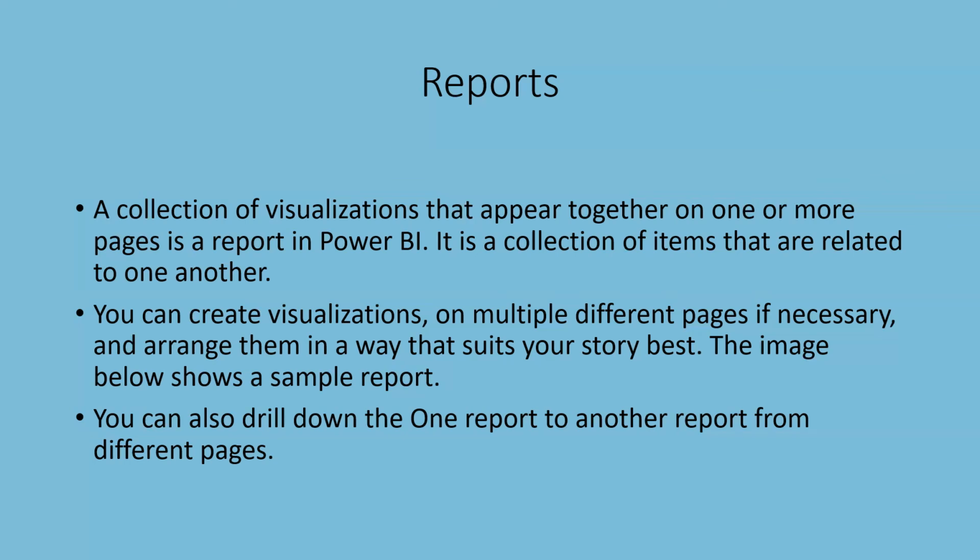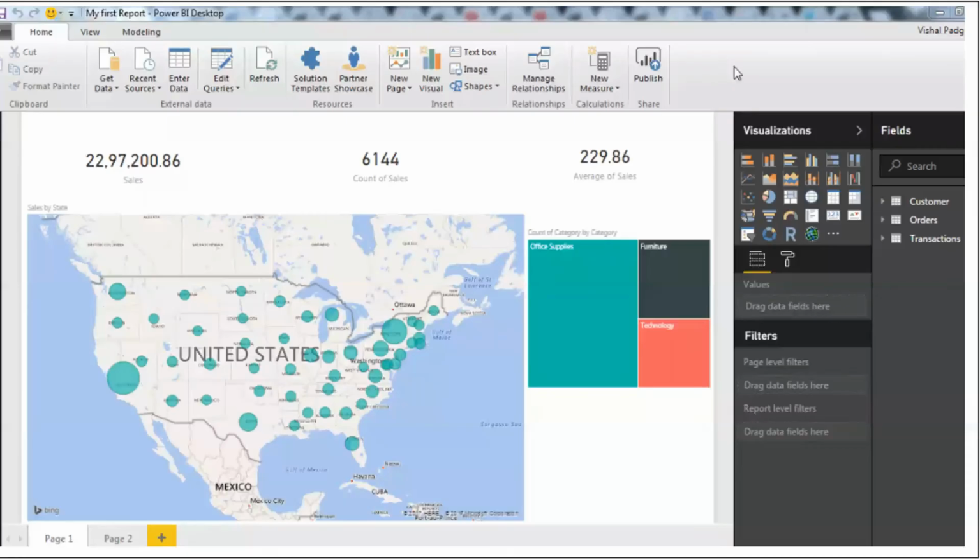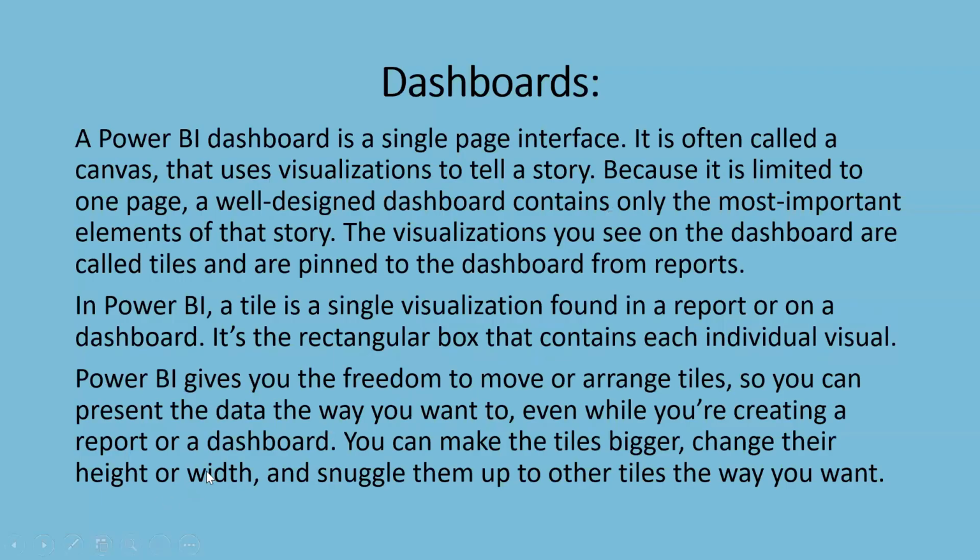You can also drill down from one report to another. Let's say you have one report at the summary level, for example year level or country level. Now you can drill down to the detail level, let's say city level, or if it is a year, then month level. If you see here, this is page one and page two. So like this, you can create a report.